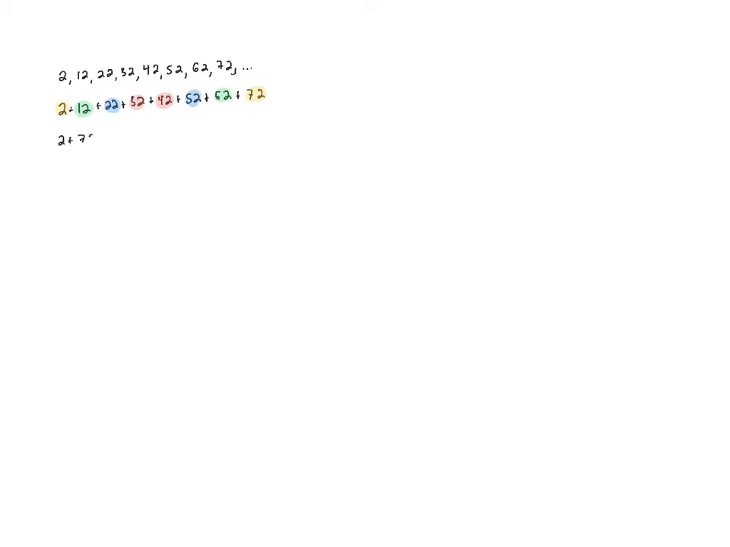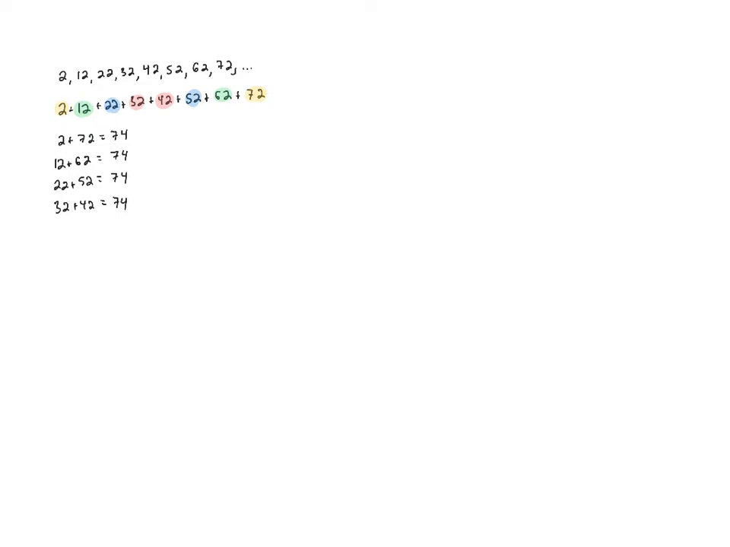So 2 plus 72 gives us 74. And then 12 plus 62 also gives us 74. And then 22 plus 52 also gives us 74. And then 32 plus 42, you guessed it, also gives us 74. So in each of these pairs of numbers, we got the same sum, but I'm less interested in the sum actually as the average of each pair.